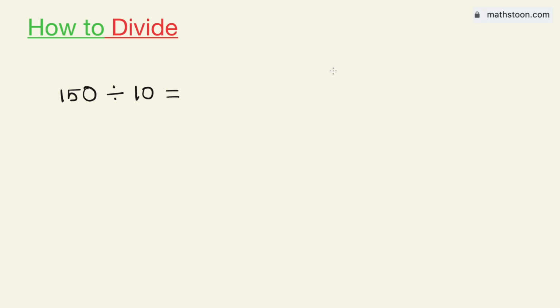In this video, let us learn how to divide the number 150 by 10 using the long division method. See that 1 is less than 10. That is why we will consider the number 15. We know that 10 times 1 is 10. Subtract, we get 5.